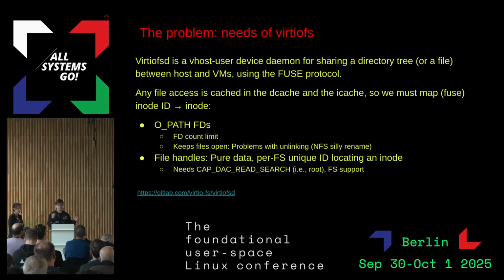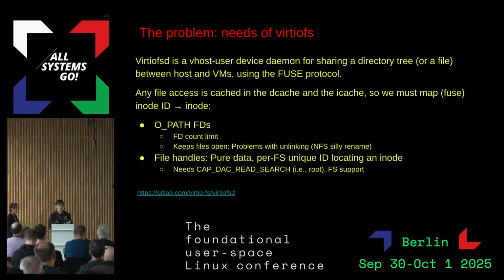Since we use FUSE, every access that you do in the guest VM on the shared directory, the inode and the dentry, are cached in the kernel. Then all the operations, like open or read, are requested to virtiofsd using a FUSE ID that we call here the inode ID. So virtiofsd needs to have something to map that inode ID to a real inode or a real file in the shared directory. One of the options that we have is file descriptors. That is the only option that we have if we are completely unprivileged, but it has some problems.